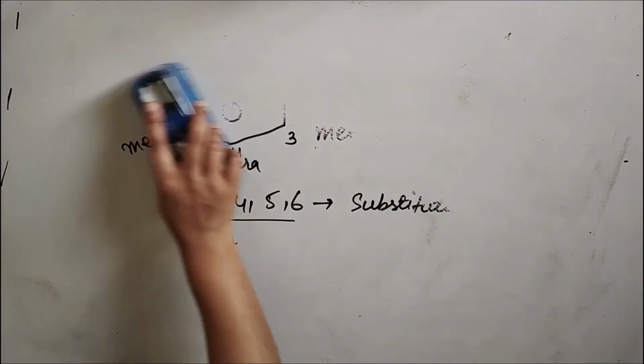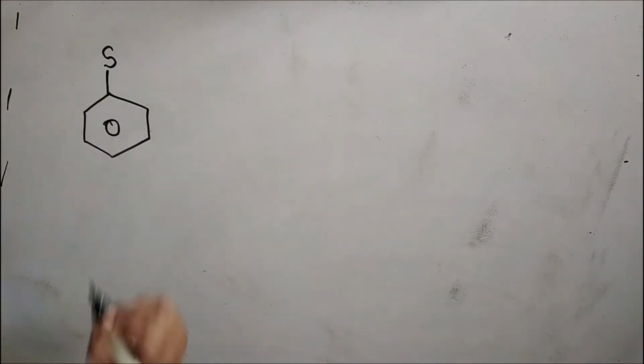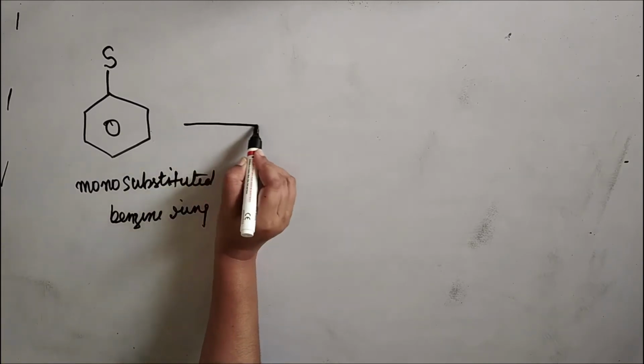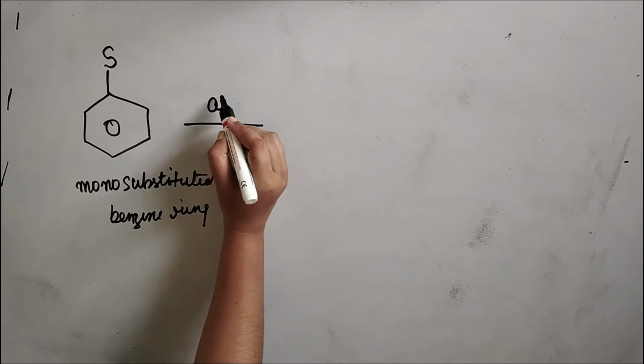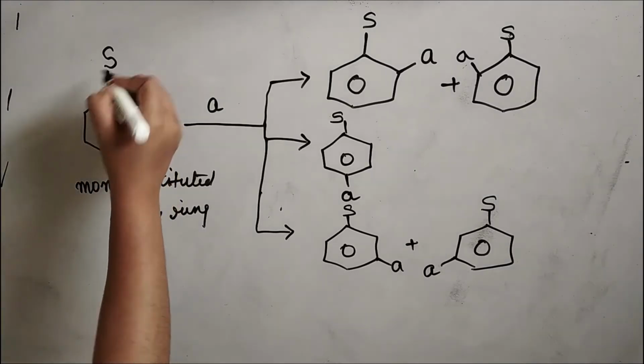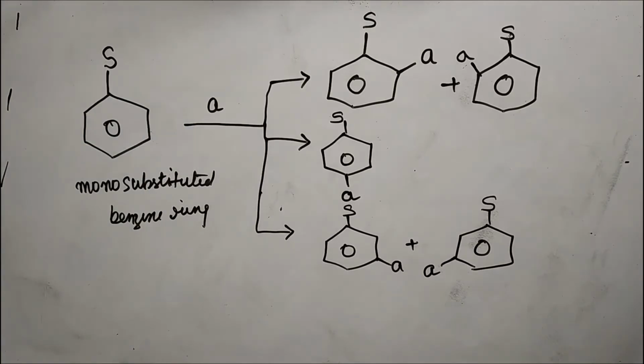Let's take an example. This is our monosubstituted benzene ring. It is substituted with an S group. Right now I am not writing any particular functional group, just a common example so that you can easily understand. This monosubstituted benzene ring reacts with an electrophile, let's say A, another group. There are three possibilities. As you can see, one functional group is already on the benzene ring, and when it reacts with another group, there are three possibilities of formation of three types of products.